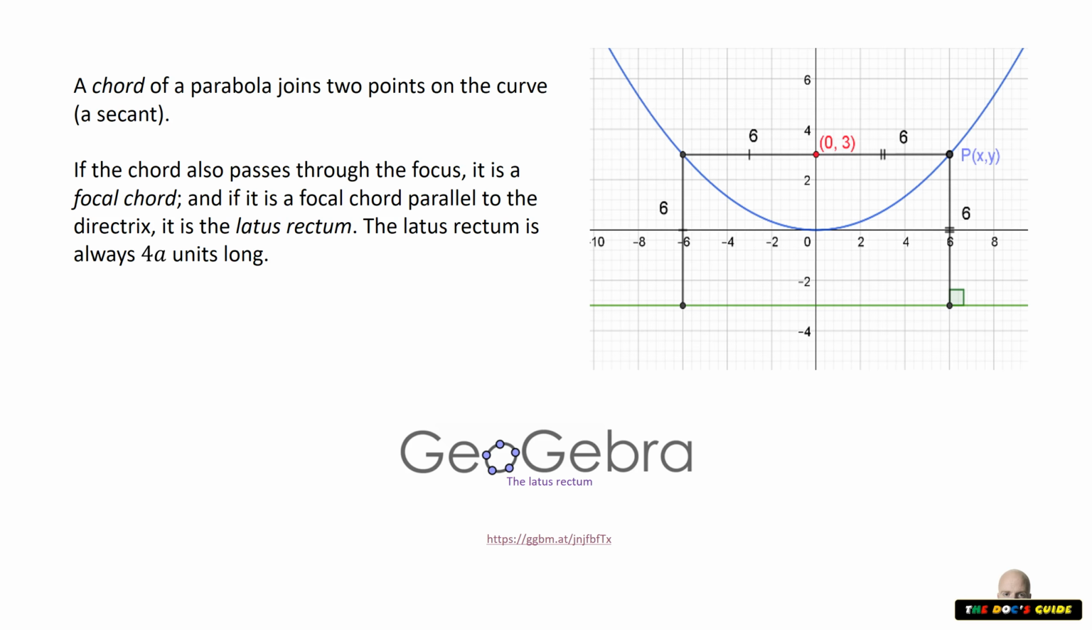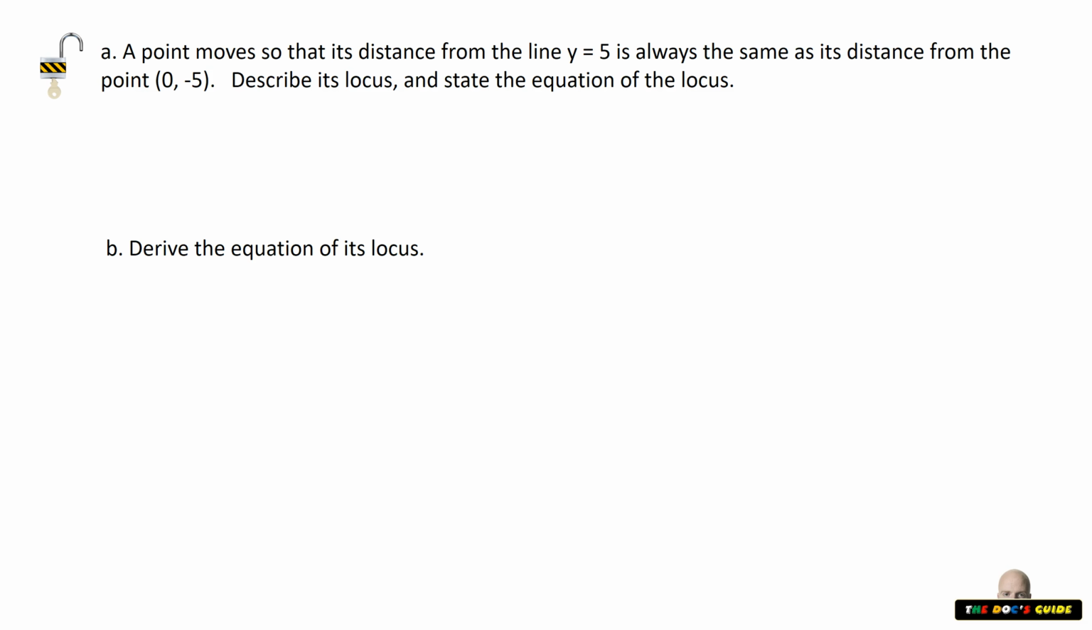So let's look at some typical questions. The first one: a point moves so that its distance from the line y equals 5. Our brain should be starting to say there's something special about that. In fact, its directrix is always the same. So this is part of our definition of the locus of the parabola, as its distance from the point (0, -5). We should again think there's something about that, and the something is that it's its focus. So we have to describe this locus and state the equation of the locus.